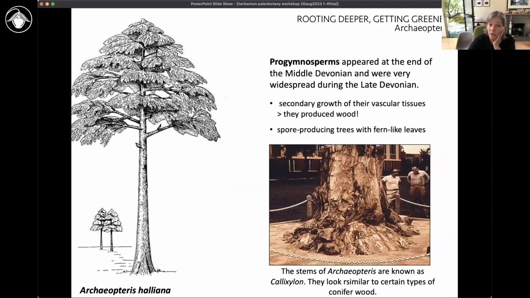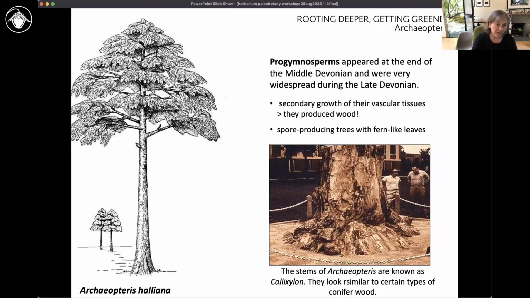So we now know, based on the research that I just showed you, that they appeared during the Middle Devonian. They were very widespread during the Late Devonian. And these are the first plants that produce secondary wood. So if they produced wood, it's secondary growth of vascular tissue. So not only a vascular bundle, but also secondary wood. And that is what most of the things we call trees nowadays do.